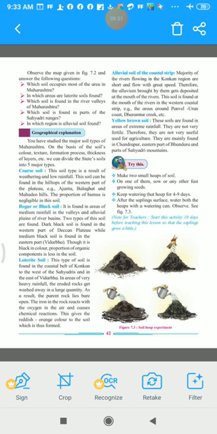Now, geographical explanation. You have studied the major soil types of Maharashtra. On the basis of soil's color, texture, formation process, thickness of layers, etc., we can divide the state soil into 5 major types. So, in the map also given Maharashtra state, there are different types of soils. So, how is this soil formed or distinguished? How we can classify the soil?